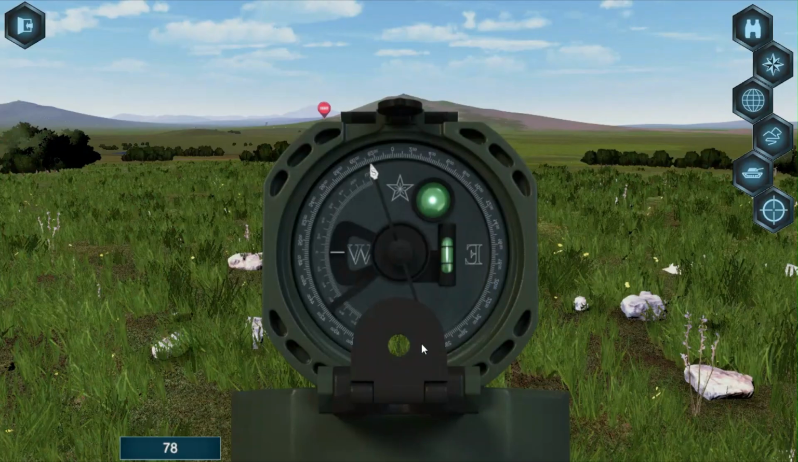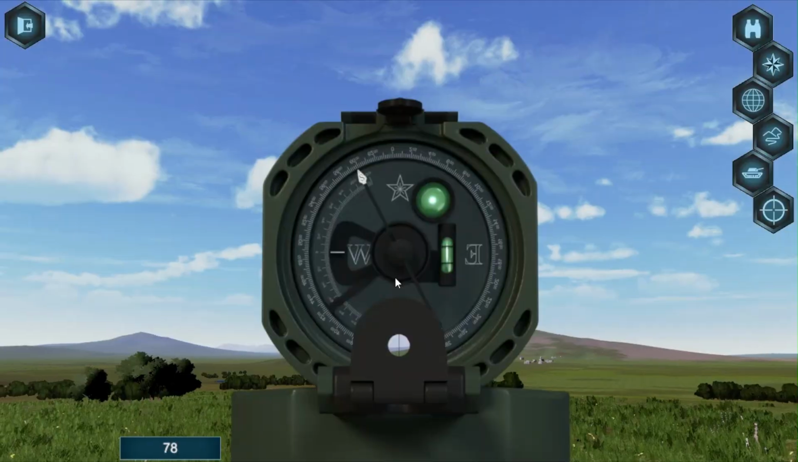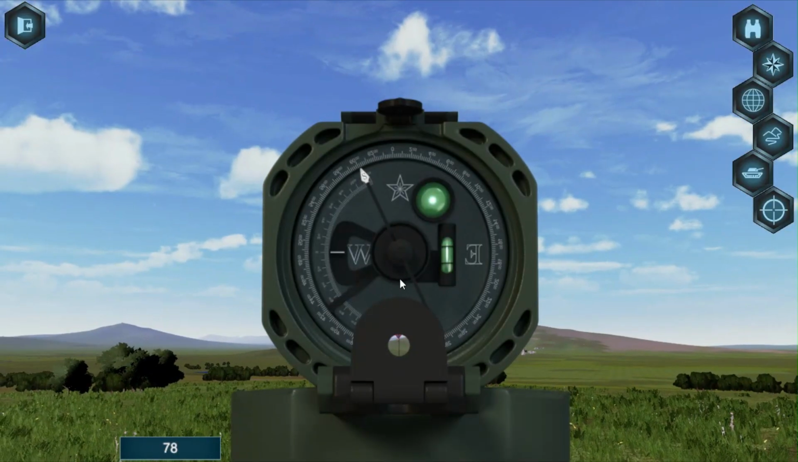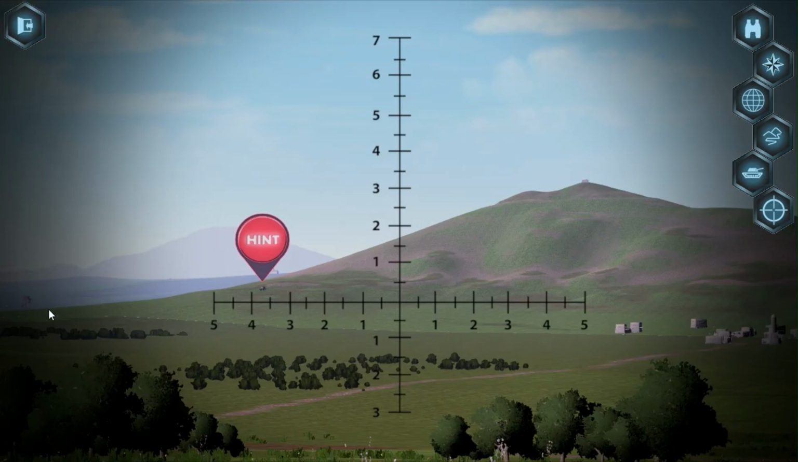The observer continues to obtain target data by determining the direction to the target using a compass. By viewing the target through the sight, the observer reads the direction at the white arrow point. We can see the magnetic direction to this target is 6,000 mils. Next, the observer must determine distance to the target.